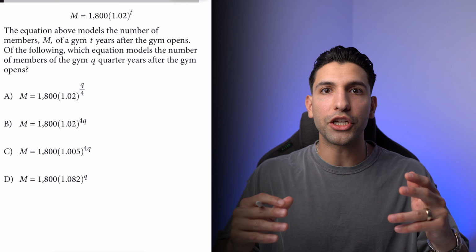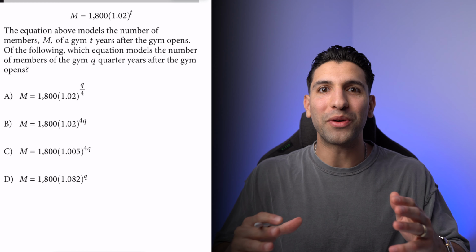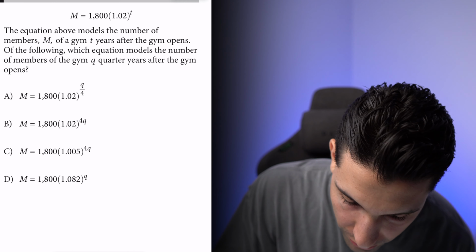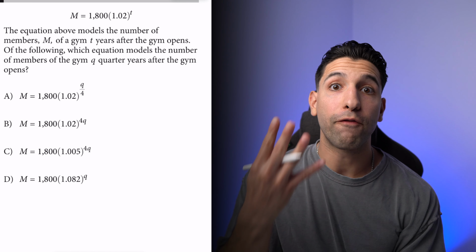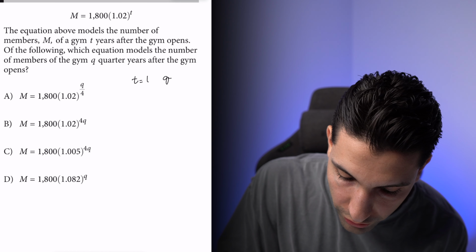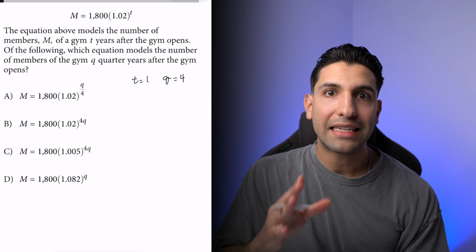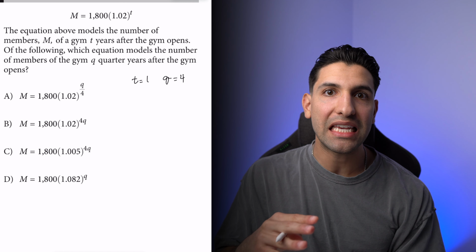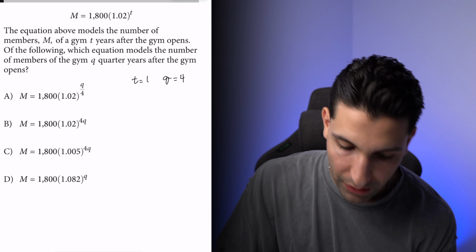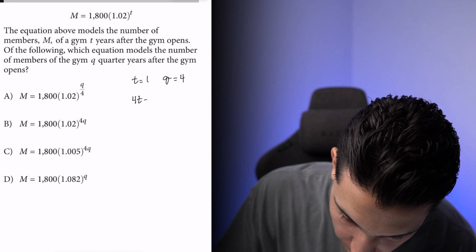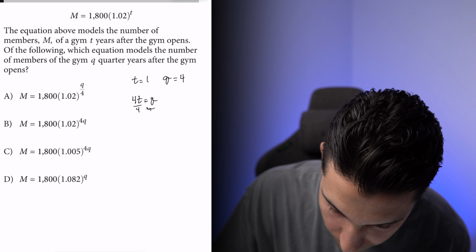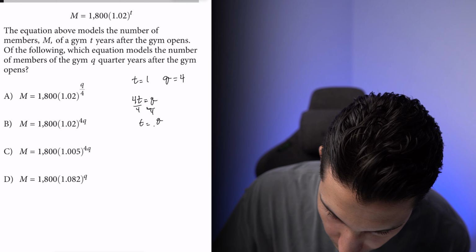So we need to find a relationship between t and q. So we know that in 1 year, there are 4 quarters. So if we have t equals 1, q should equal 4. So what that tells me is that we need to multiply t by 4 to get however many quarters we're seeing that year. So if 4t equals q, then that means that dividing both sides by 4, t equals q over 4.